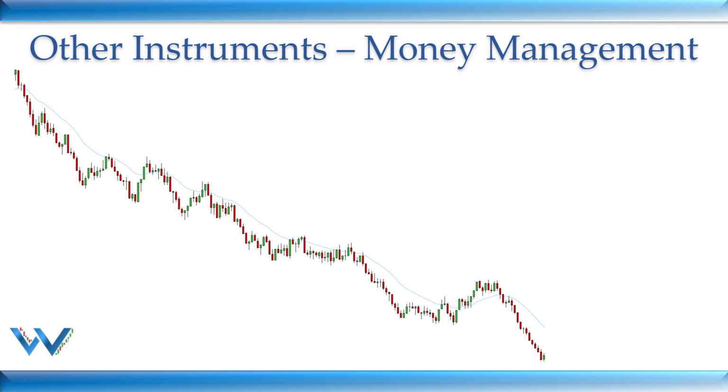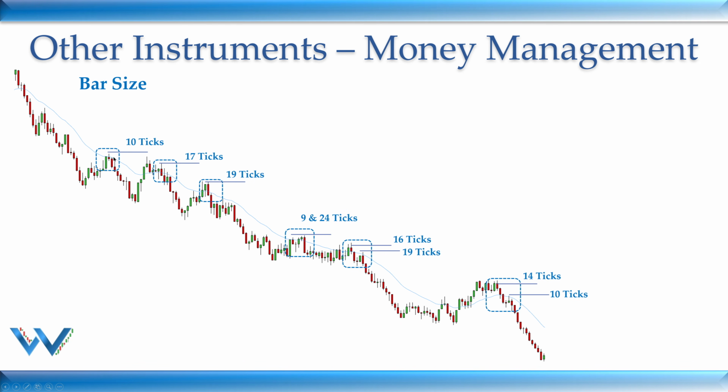So for example, we're going to take a look at the CL, and if I want to understand what's going to be the optimal scalping target profit, I'm going to measure the bar size of high probability setups, because I want to understand what the average stop loss is going to be. So I have 10 ticks here, 17 ticks, 19, 9, 24, that's a little bit too big, 16, 19, 14, and 10. And this CL was a little bit more volatile than normal.